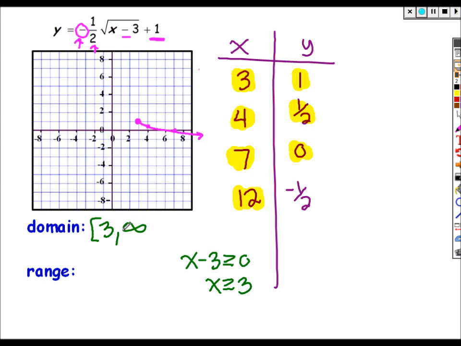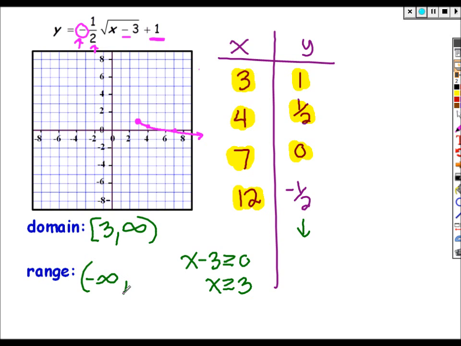And then the graph continues to the right. I can plug in anything larger than 3 and get out a real number for y. Range, the lowest this graph goes. Well, actually, if you see the trend, this is going to keep going lower and lower and lower. And this is going to go down towards negative infinity. So it will keep going lower.